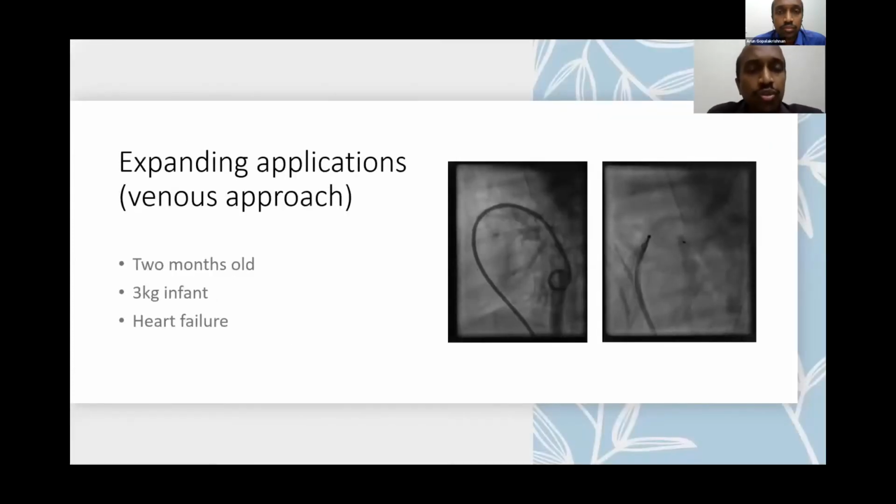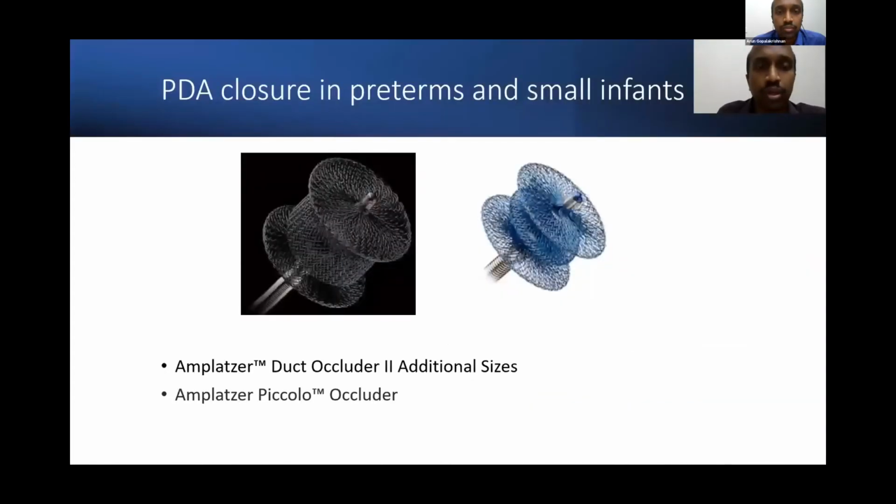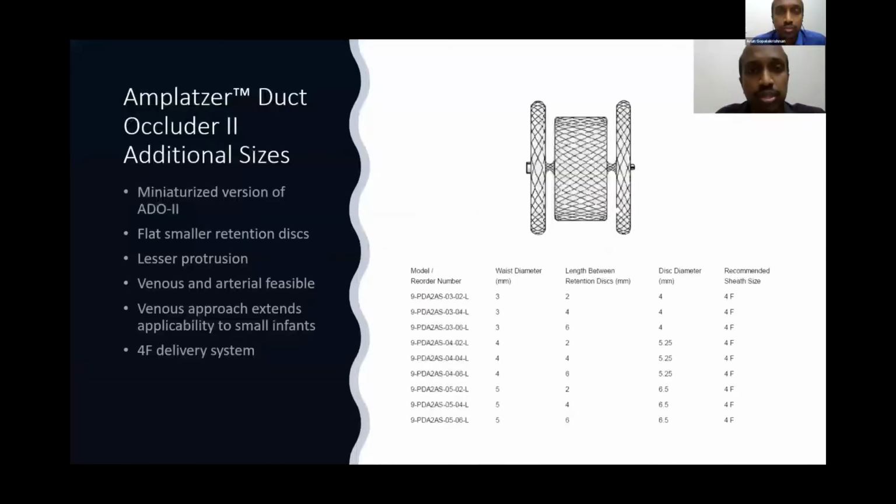The application of the venous approach for ductal closure permits us to close ducts in small infants and preterm babies, as in this case, which we closed very recently. A 3-kilogram infant who was 2 months old and with heart failure, the duct was successfully closed using an ADO2 additional size 5x4 device. So, as mentioned, ADO2 additional size and Piccolo occluders are the ones that are applicable in preterms and small infants.